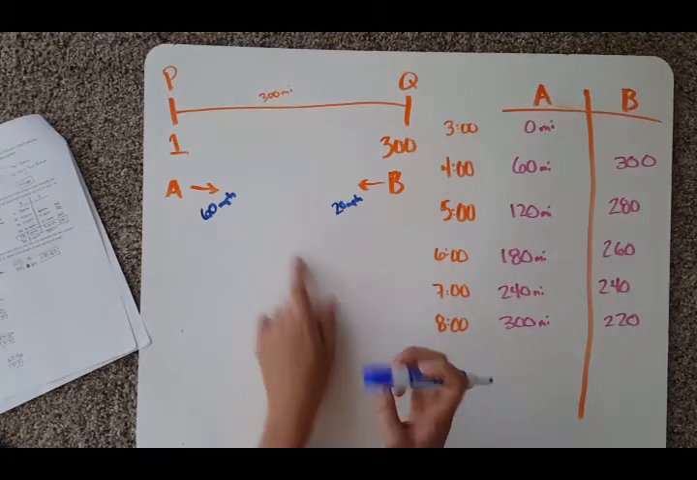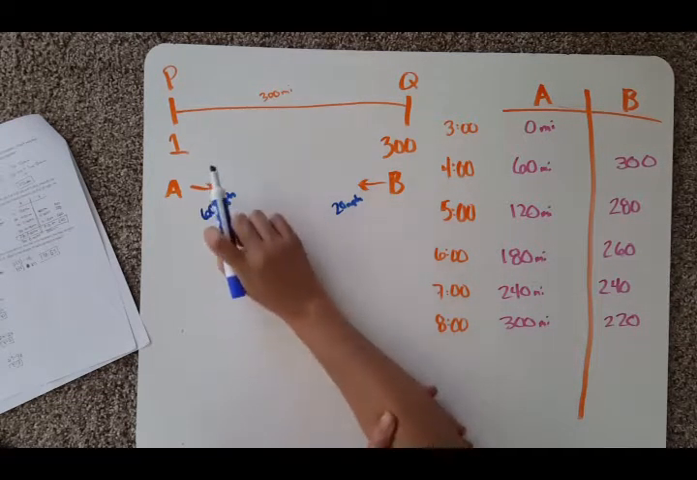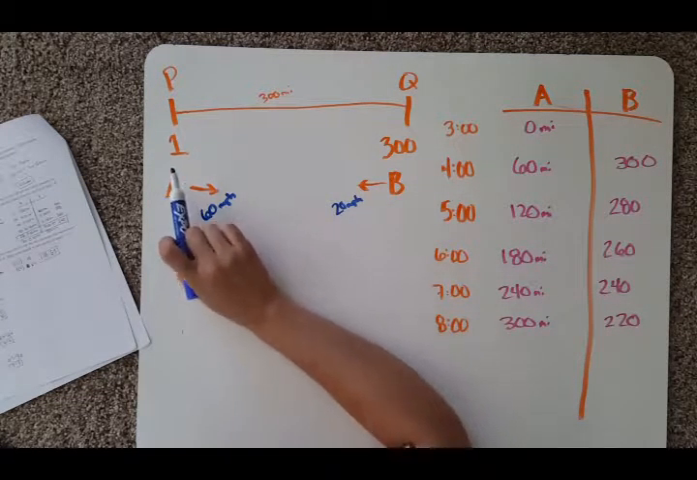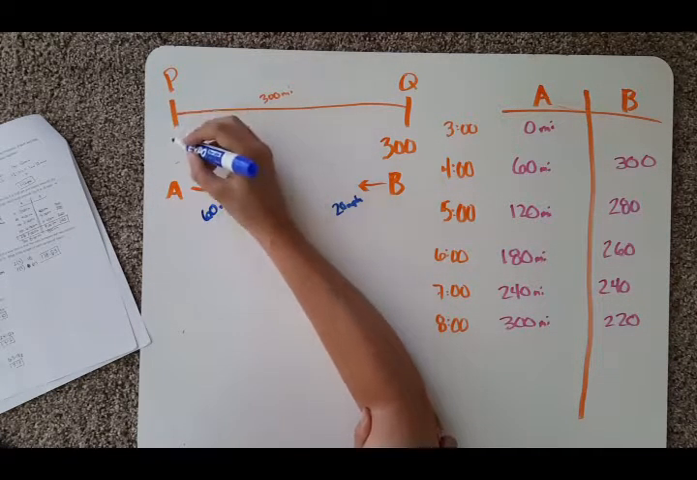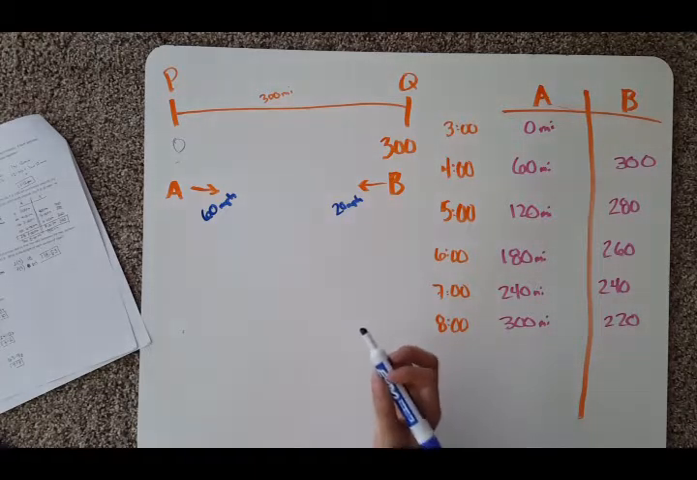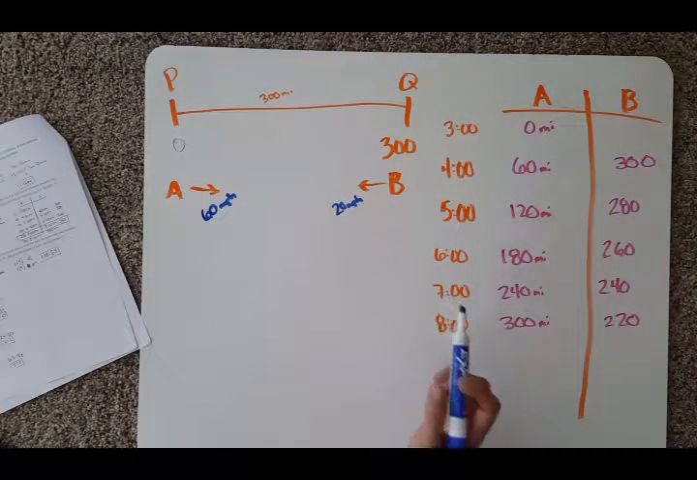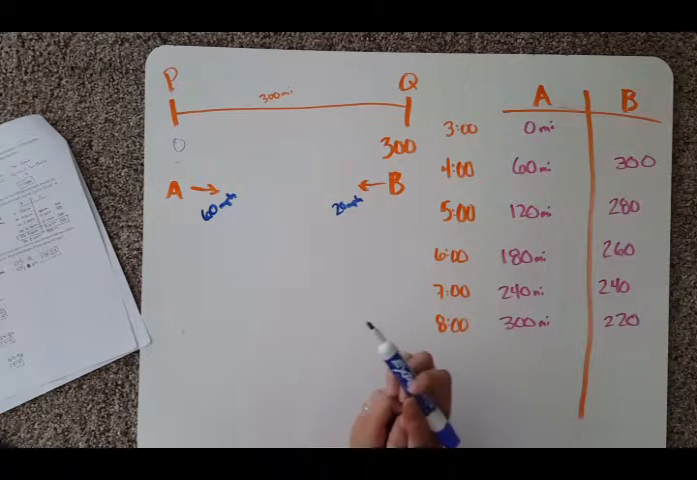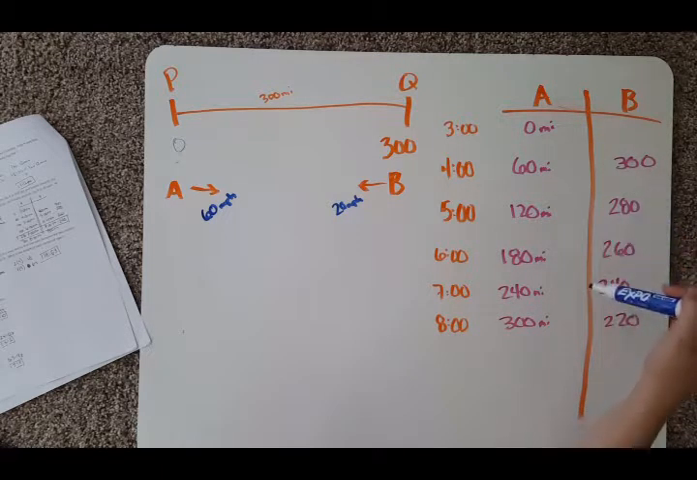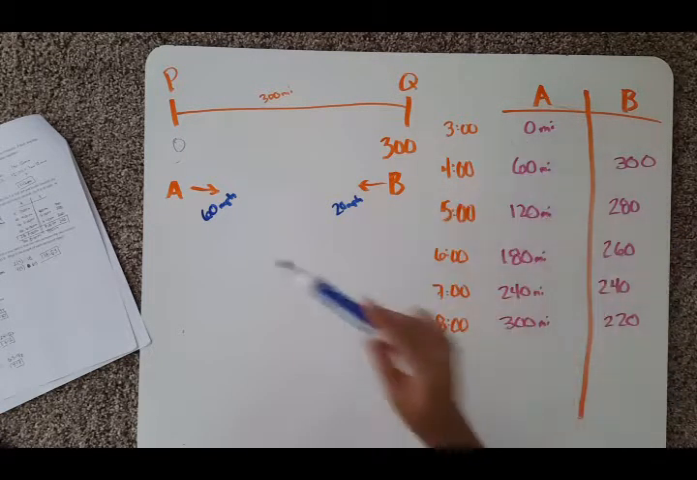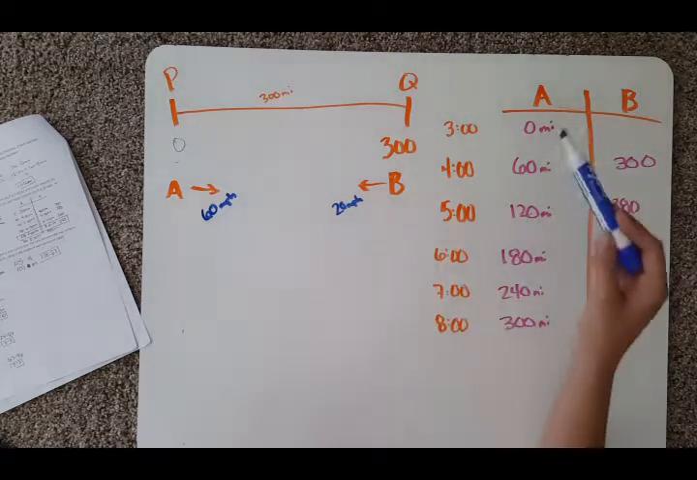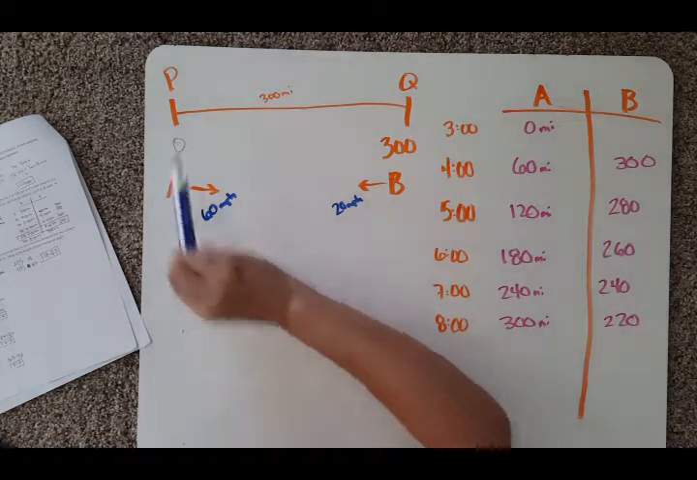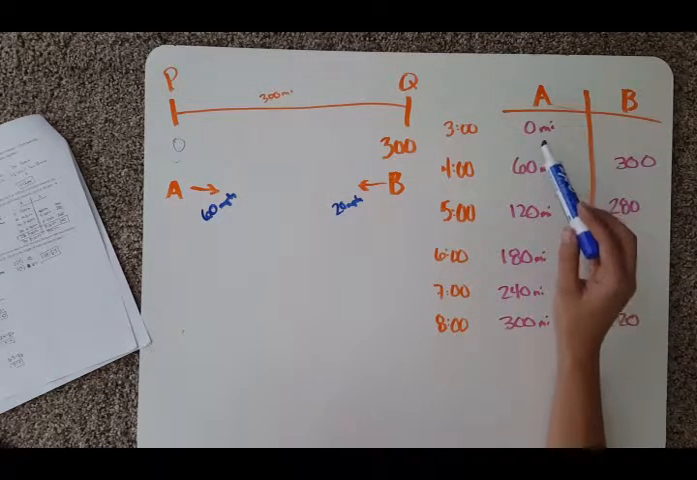So after visualizing and drawing it out, I decided to make this kind of like a number line. So city P is 0. So when you're at city P, you're at marker 0. And then when you're at city Q, you're at 300. So I made a table over here, and I said car A leaves, as it told us in the directions, at 3 p.m. So at 3 p.m., it's officially at mile 0, marker 0.